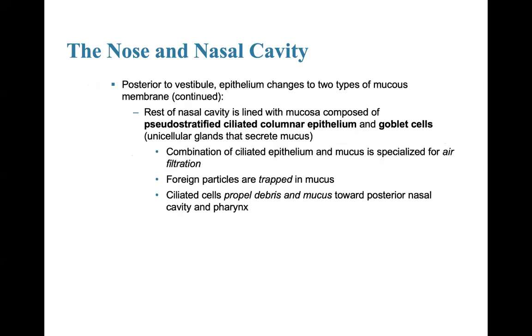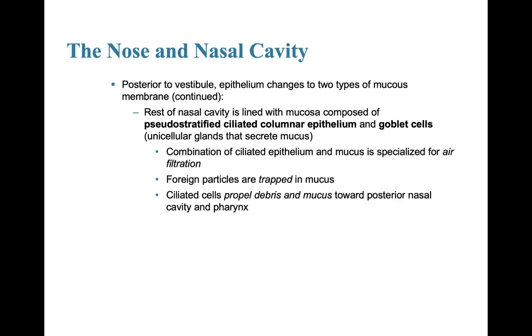So posterior to the vestibule, the epithelium changes to two types of mucous membranes. The rest of the nasal cavity is going to be lined with mucosa that is composed of pseudostratified ciliated columnar epithelium. Remember that pseudostratified looks like it has multiple layers, but it's only a single layer. It is going to be ciliated, so it will contain the cilia, and you will also find goblet cells located within this mucosal layer. Goblet cells are unicellular cells that function in the production of mucus.